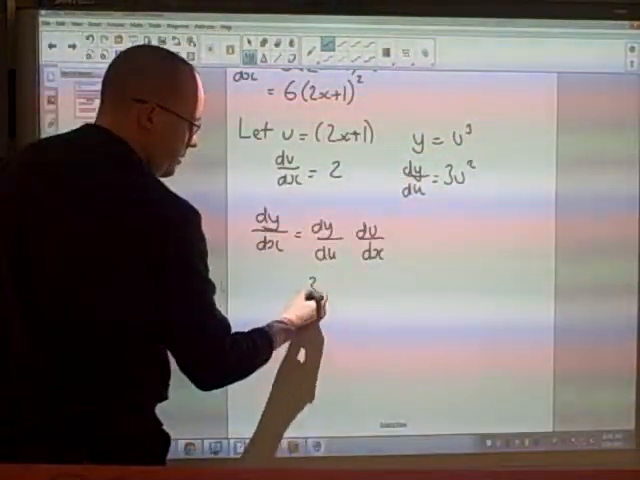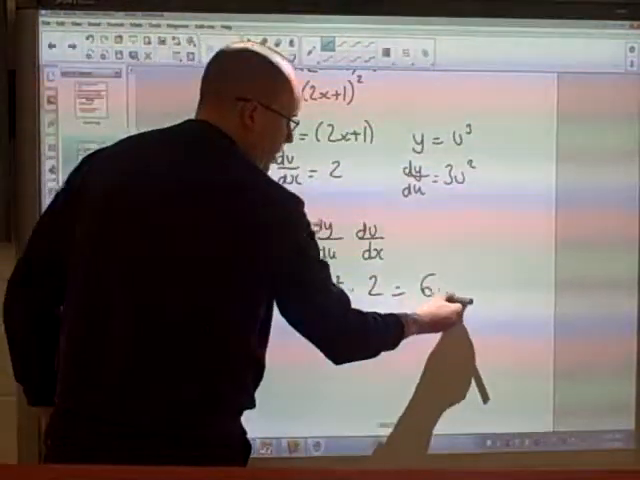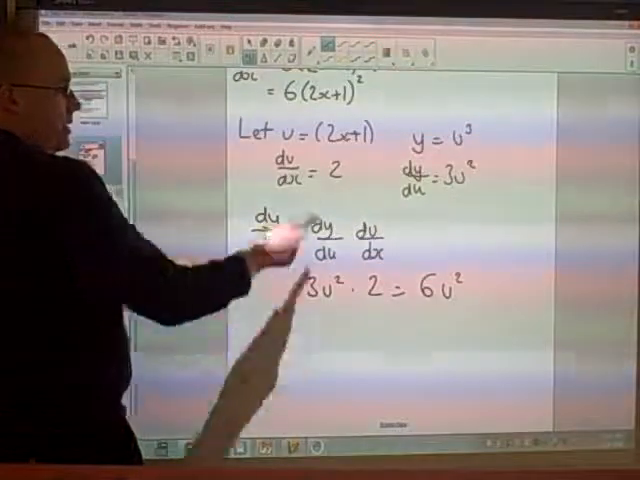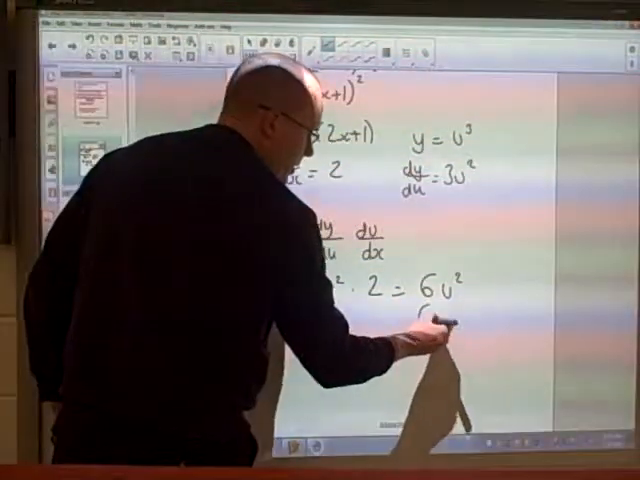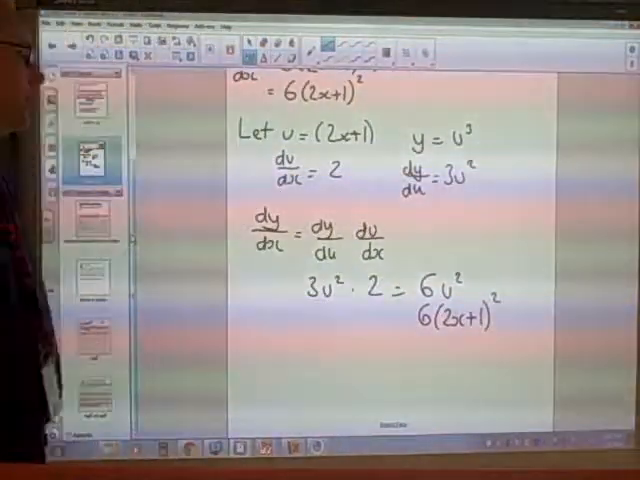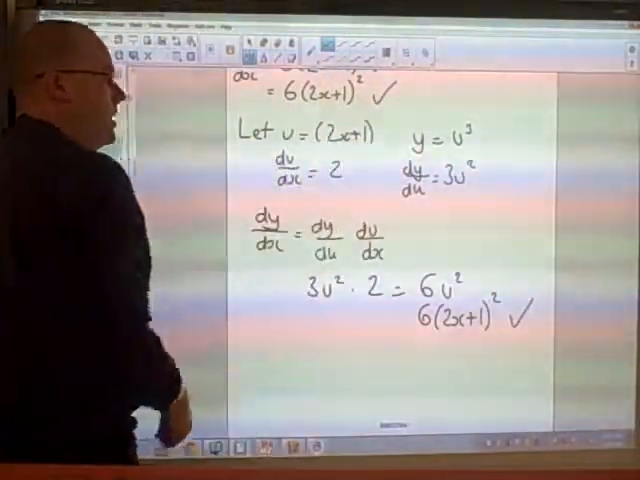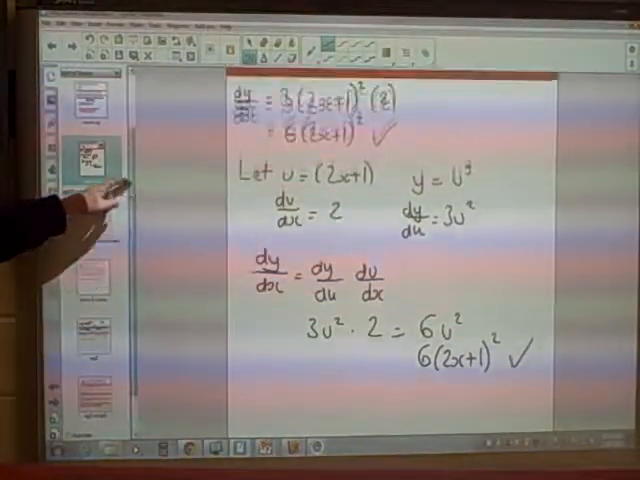So I got 3u squared times by 2, which is 6u squared. And then if I go back to the original line here, u is 2x plus 1. So if I substitute back, then I get 6 times (2x plus 1) squared. And notice that is indeed the same as what we had at the start of the question.